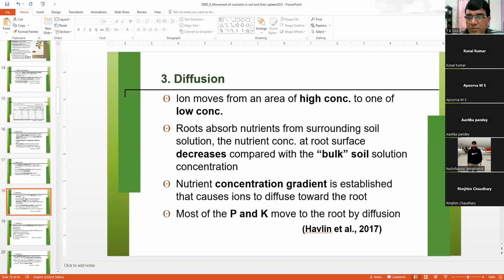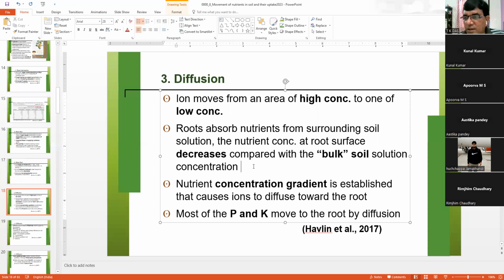Now, the third one is diffusion. Diffusion is the process through which nutrients from the soil solution go to the plant roots. Ions move from an area of high concentration to one of low concentration. Roots absorb nutrients from the surrounding soil solution. The nutrient concentration at the root surface decreases compared with the bulk soil solution concentration.